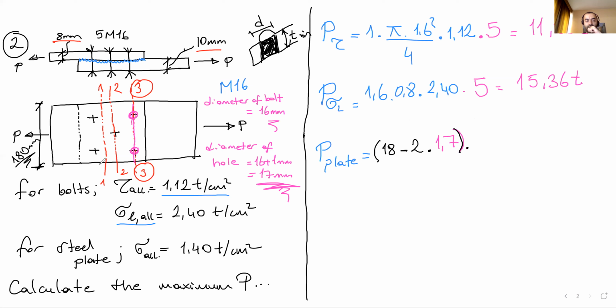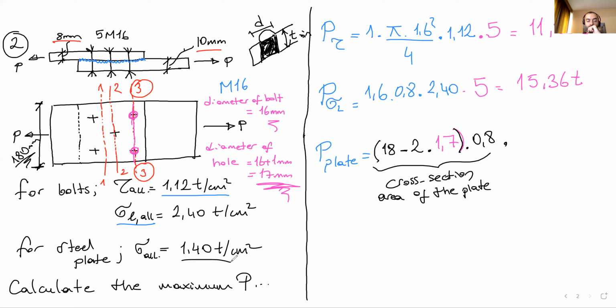Times, this is the width. The thickness is 8 mm, 0.8 cm. Okay, 0.8 here. Now, here is the area, the cross-section area of the plate. Okay, times. The area times allowable stress gives the capacity.